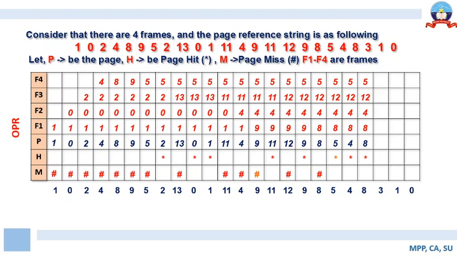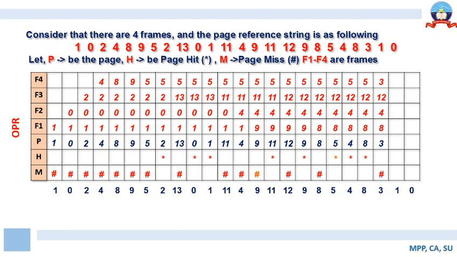Then we have a reference to page number 3. Now in the page reference string, we do not have a reference to either 5, 12, 4 and 8. So what I'll do is I'll replace the oldest page. The oldest page here is 5, so 5 will be replaced with 3.